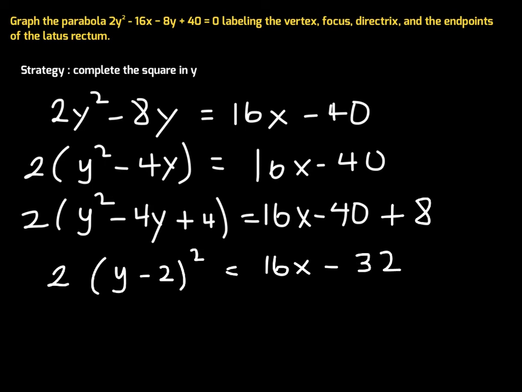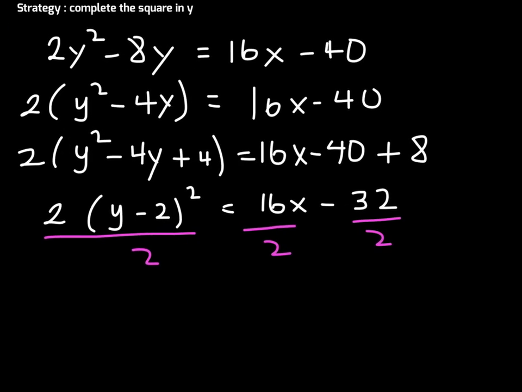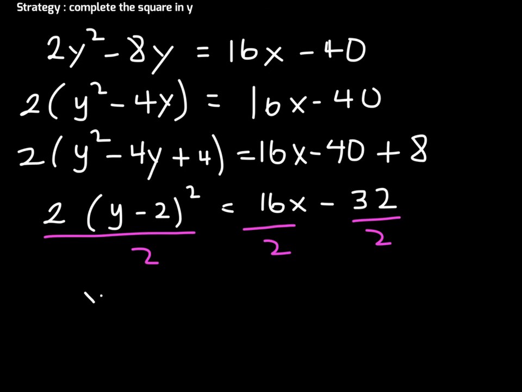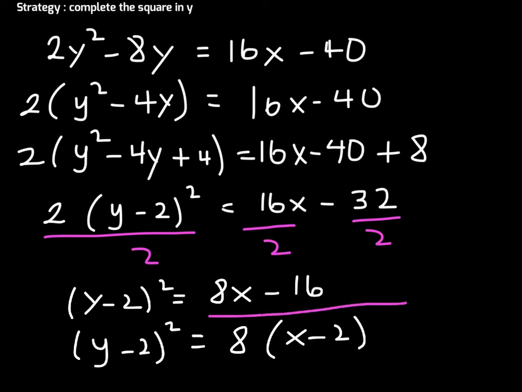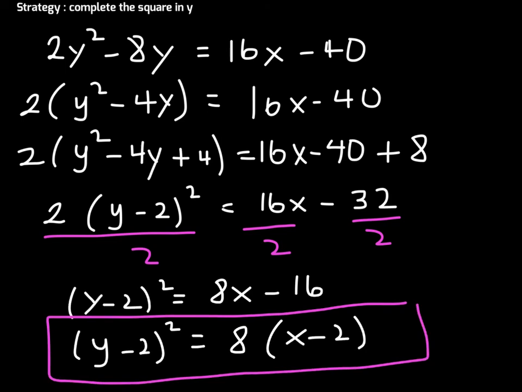Cool? Now, in order to put this in standard form, let's divide both sides by 2. Okay, so let's divide the left-hand side by 2 and the right-hand side by 2. Everybody by 2. That'll give us what? Let me move the screen up a little bit. That'll give us y minus 2 quantity squared is equal to 8x minus 16, which will give us the standard form y minus 2 quantity squared equals, factor out the 8, times x minus 2. This is standard form for the equation of this parabola that they gave us.